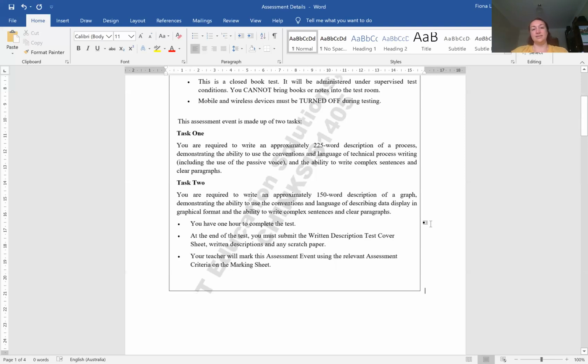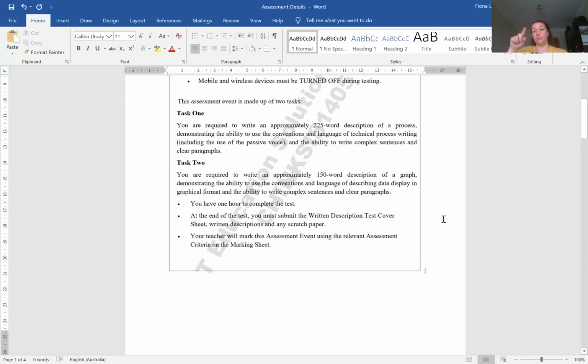So there's 2 tasks. Now, for both of those tasks, you have 1 hour to complete that test. At the end of the test, you need to submit your written description, test cover, which we're going to have a look at in a moment, the written description and any notes that you've made. And I will mark the assessment event using the assessment criteria, which is exactly what we're going to have a look at in a moment, so that if you were marking it yourself, you can work out, okay, I kind of know what level mark I'd get.